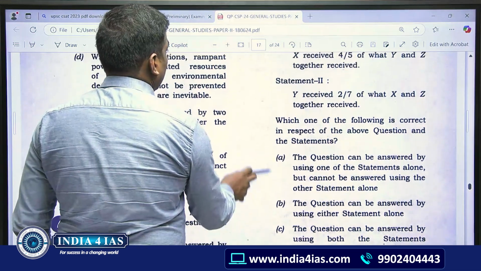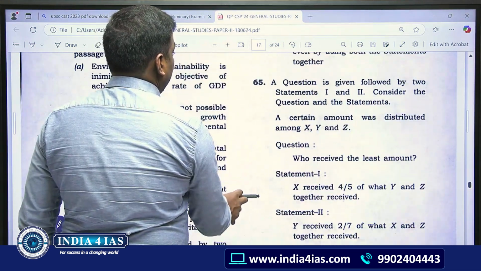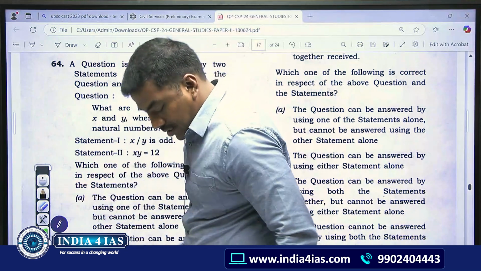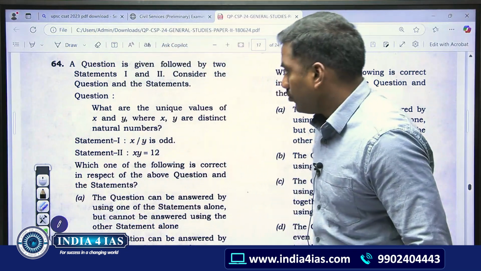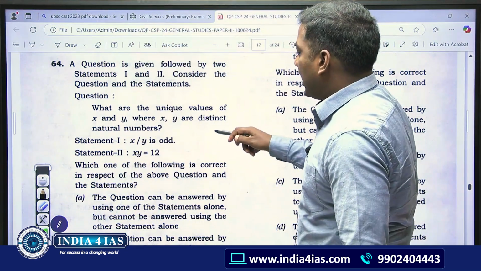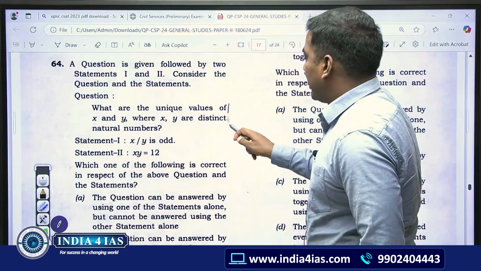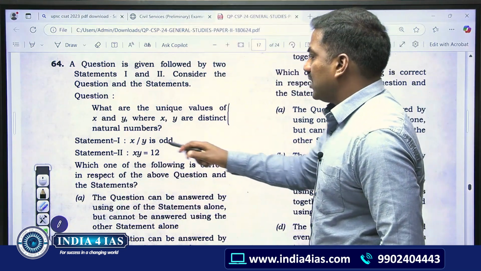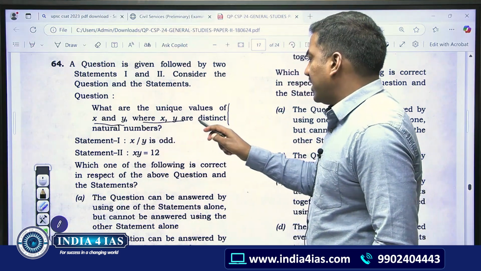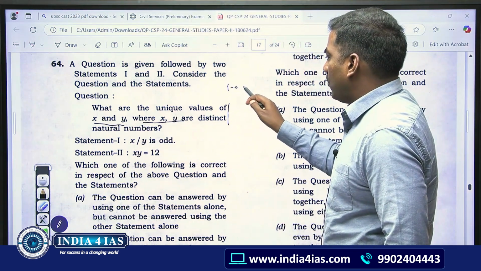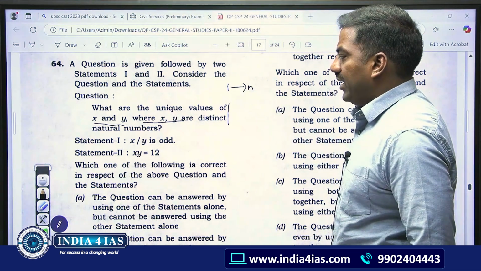So this is 65, I'm sorry, 64 we have left. Let us look at 64 also. Again, same thing: we have to answer this question with the provided statements. What are the unique values of x and y, where x and y are distinct natural numbers? Distinct natural numbers start from 1 and can go up to any number.